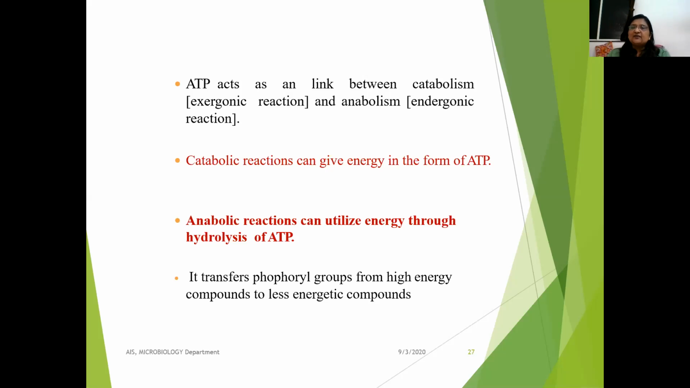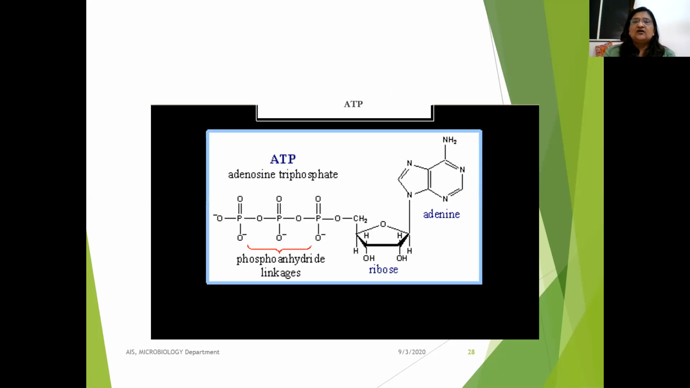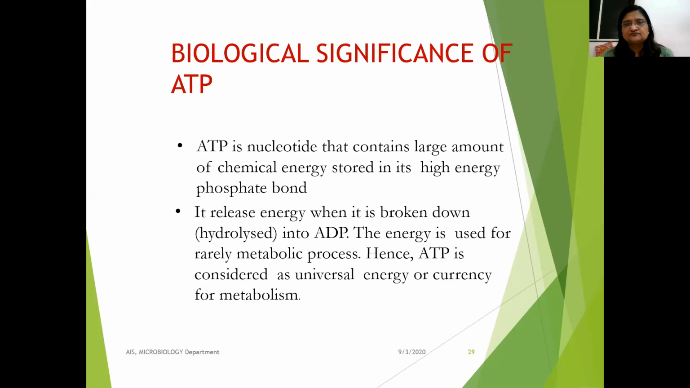Catabolic reactions can give energy in the form of ATP, while anabolic reactions can utilize energy through the hydrolysis of ATP. This is a transfer of ATP, a transfer of a phosphoryl group from a high-energy molecule to a low-energy molecule. This is the overall reaction. This one is a diagram of the molecular structure of ATP.